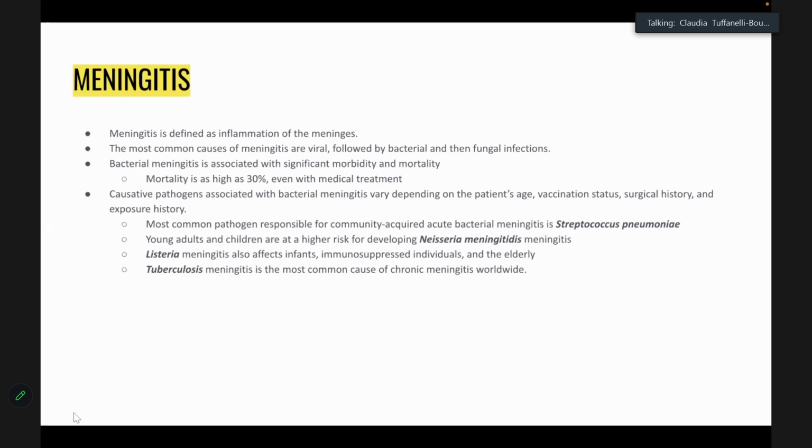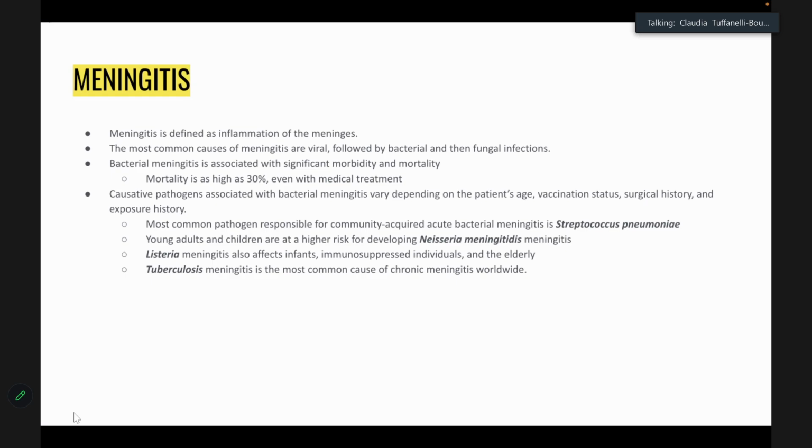The causes really depend on the patient's age, what they're vaccinated for, if they have other comorbidities. The most common community acquired, like what you would see the most, would be Strep pneumoniae. Young adults and children will get Neisseria meningitidis. So here in the States, we associate that with college age kids or people living in close proximity. And there is a vaccine for that now.